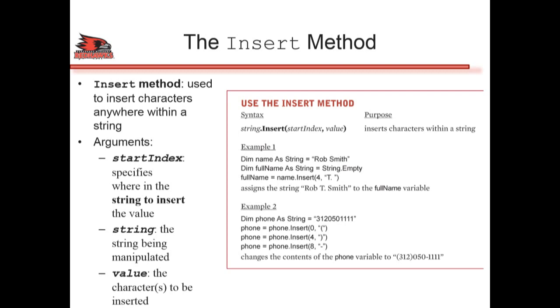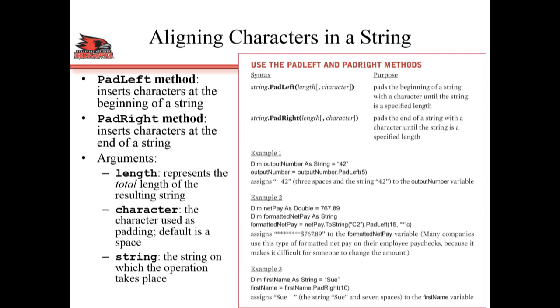Now that's about inserting, and we can also use some other methods to align characters in a string. If we have a lot of strings one on top of each other and we want to align them, we can use the pad left and pad right methods. It's very similar to the trim method. Trim was used to trim any spaces. Now this can be used to insert spaces or any other characters we want.